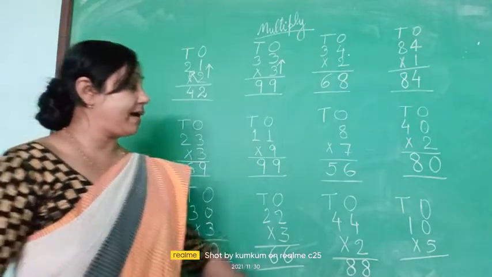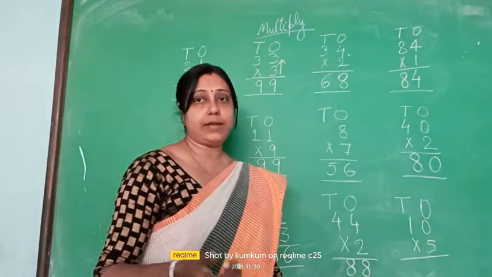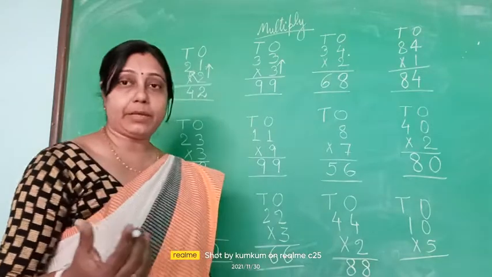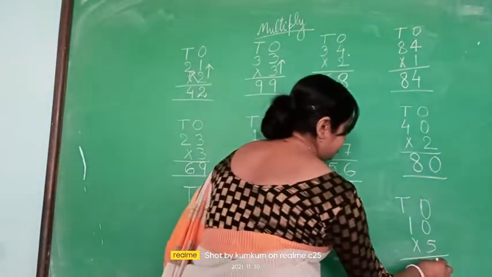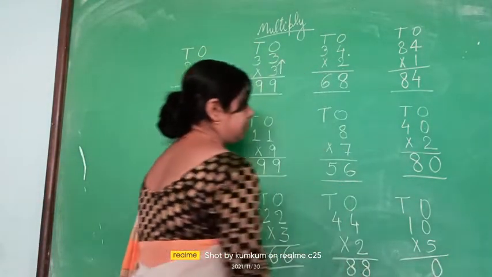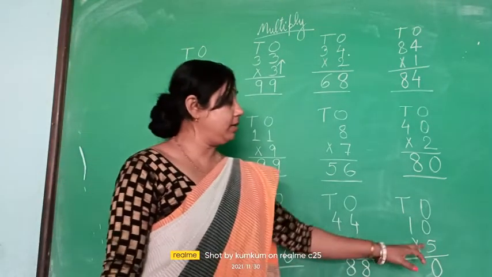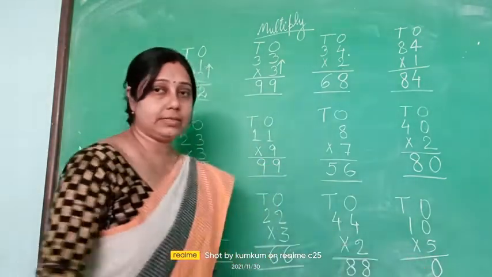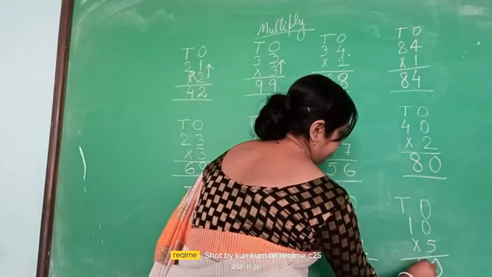Next one, 5 zeros are how much? We know 5 zeros are 0. Anything multiplied by 0 is 0. So 5 zeros are 0. Now 5 ones are how much? 5 ones are 5.